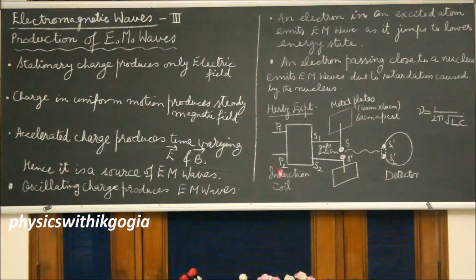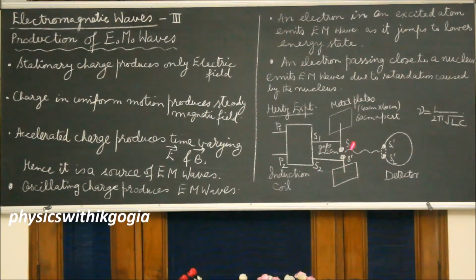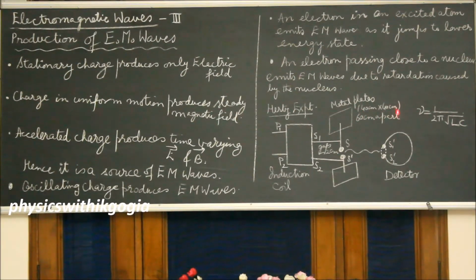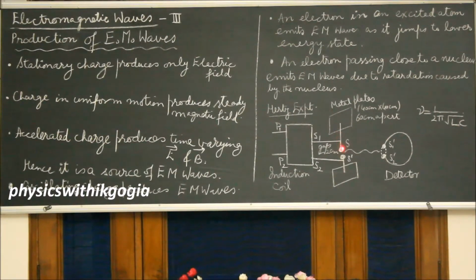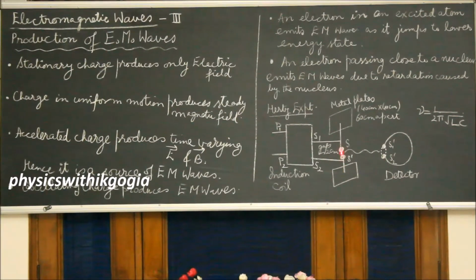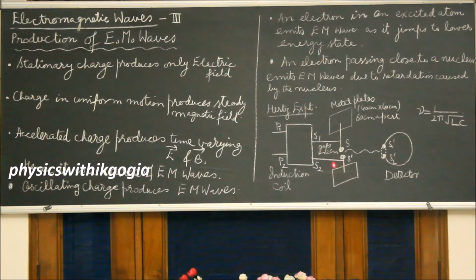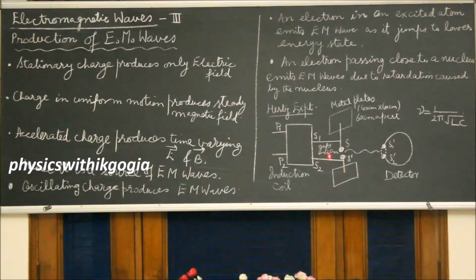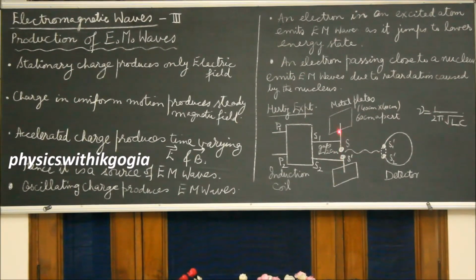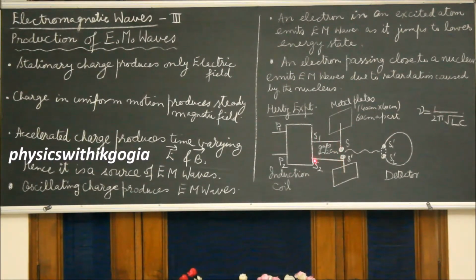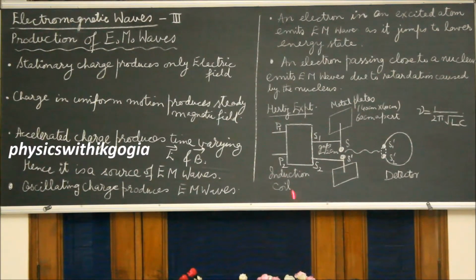Hertz conducted an experiment. He used this experimental setup where we have two metal plates measuring 40 centimeter by 40 centimeter with their centers separated by 60 centimeter. The plates have two metal rods with small spheres S and S dash separated by a gap of about 2 to 3 centimeter. The rods are connected to the secondary of an induction coil.